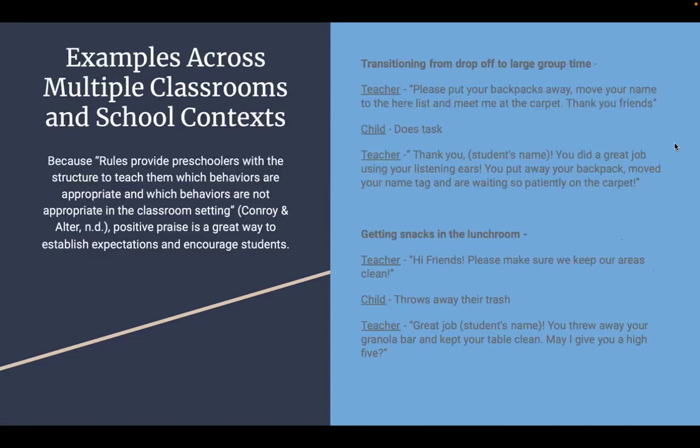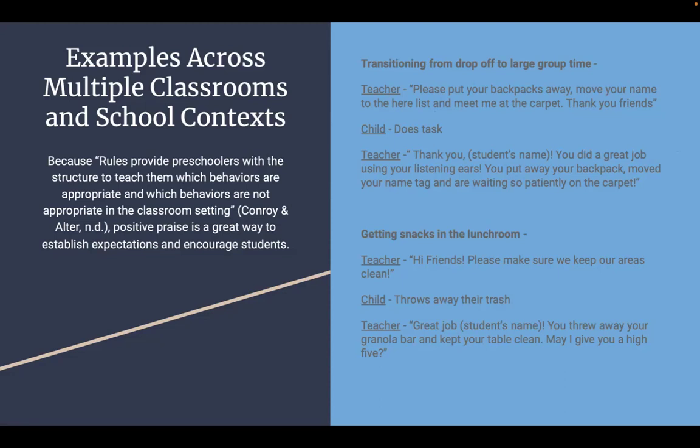Next, we're going to talk about examples across multiple classrooms in school contexts. So, because rules provide preschoolers with the structure to teach them which behaviors are appropriate and which behaviors are not appropriate in the classroom setting, positive praise is a great way to establish expectations and encourage students. So, first example we have is transitioning from drop off to a large group time.